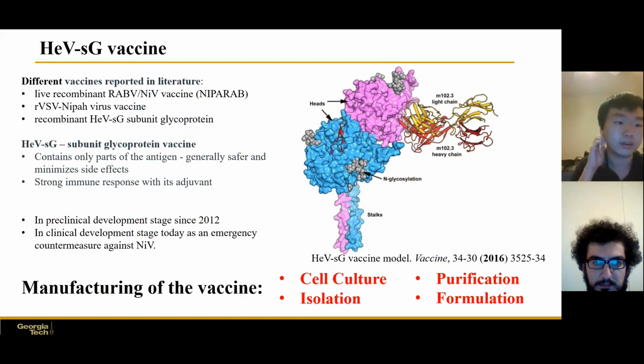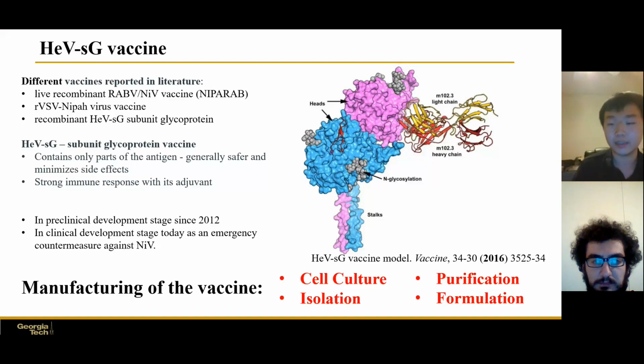So there are 3 vaccines that we have. One is the live recombinant RAV vaccine, which uses the rabies virus. So it's a virus vector vaccine. Similarly, there's also another one that is the RVSV Nipah virus vaccine, which is also a viral vector vaccine. The big disadvantage of this is since we are using a viral vector, it tends to be less safe compared to the recombinant subunit HEV-SG glycoprotein.